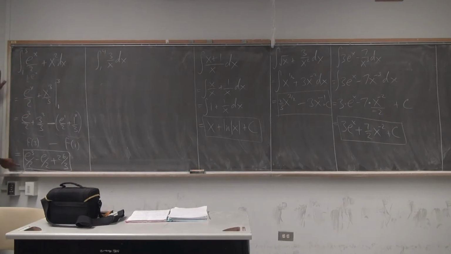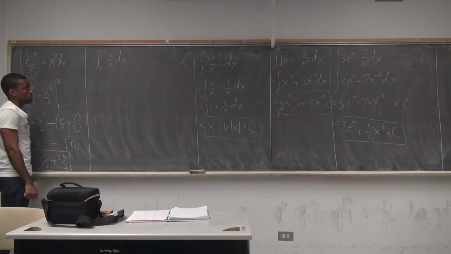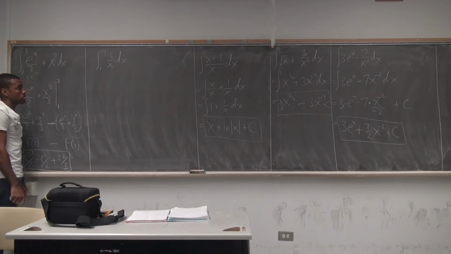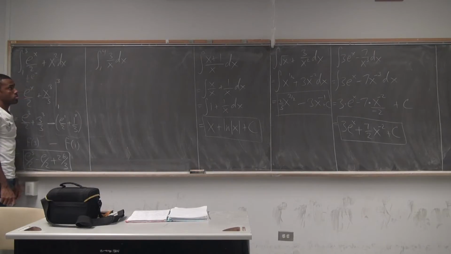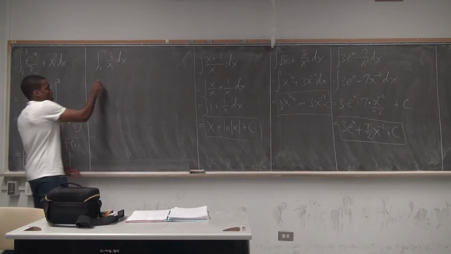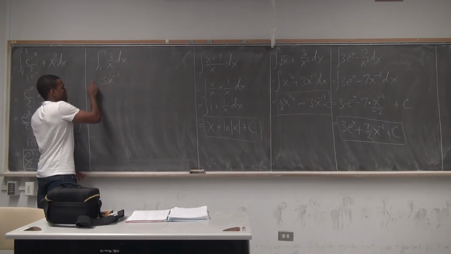Any questions on this? This one. Ln of 3. 3x to the minus 1. Why would you do that? So Barrett says 3x to the minus 1, and then what?